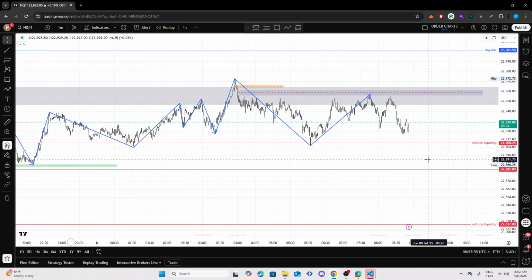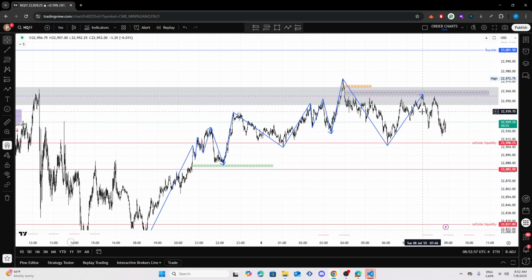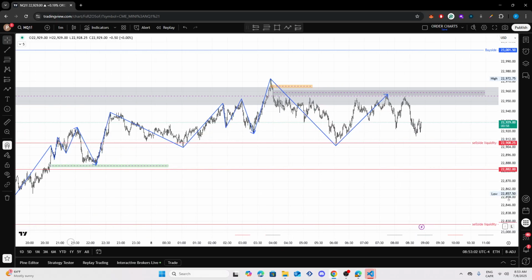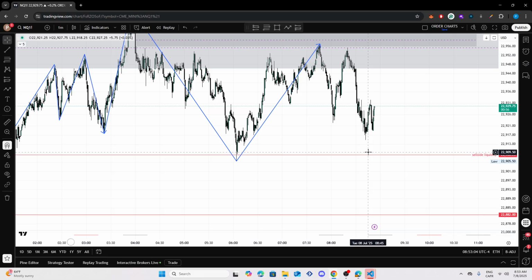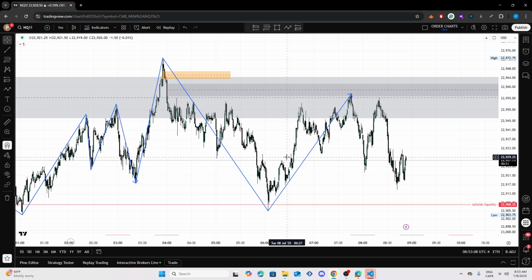To be honest, I don't really like this price action. I really liked Asia's price action, but this morning's price action pre-market is a bit iffy. Let me see, let me see, let me see. Do we have anything else? Do we have anything else that we could see over here? Not really.